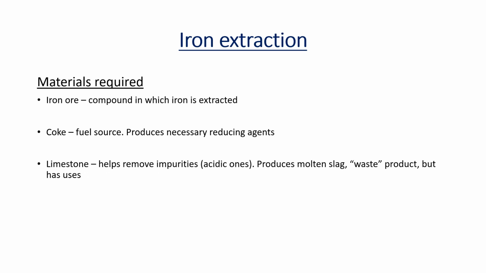Limestone. It helps remove the impurities. Like I said in the past slide, there are acidic components toward the end of the extraction of iron, and limestone thermally decomposes to form something called calcium oxide. The neutralization process produces something called molten slag. It is described as a waste product, but it does have its own uses, one of which being in infrastructure, so in making roads. And of course air, which provides oxygen, which is of course essential for combustion.